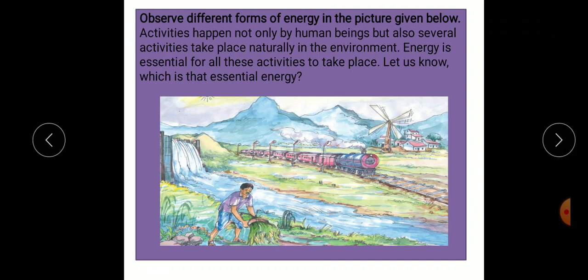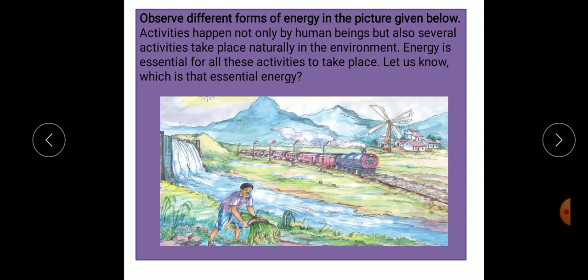Activities happen not only by human beings but also several activities take place naturally in the environment. Energy is essential for all these activities to take place. Let us know which are those essential energies. You can see in the image, students, here the sun, windmill, train, water falling, and a farmer doing work. In all these activities, energies are present. Which energies are present? Listen, students.